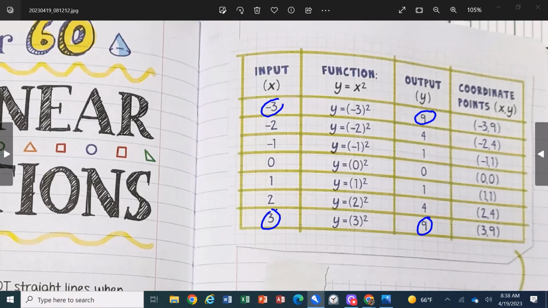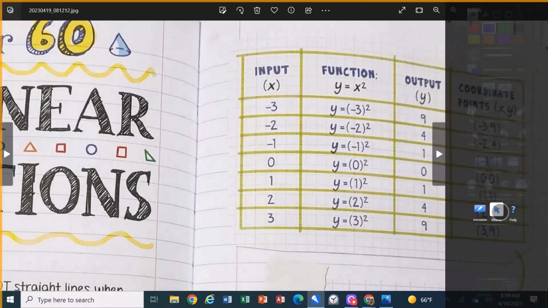Same thing with the 2's. So -2 squared makes 4. +2 squared makes 4. -1 squared, +1. +1 squared, also +1. So you've got different x's that go in order, -3, -2, -1, 0, 1, 2, 3. But your y's, 9, 4, 1, 0, 1, 4, 9. They're the same, except for the 0. So what does that do? Well, here's where that U shape comes in.